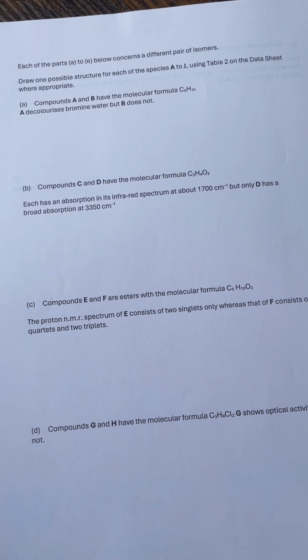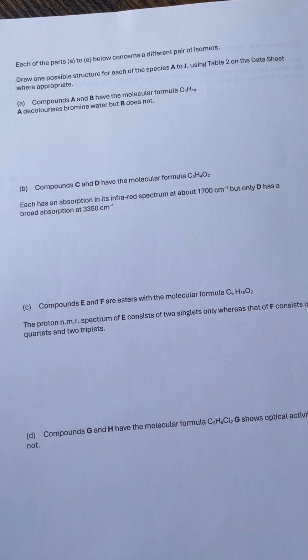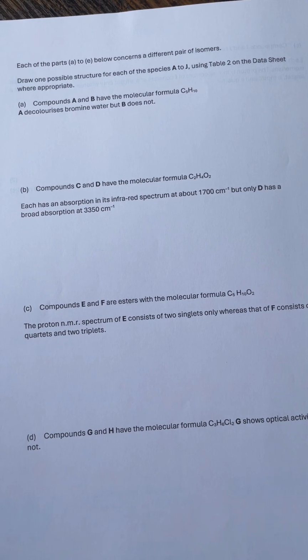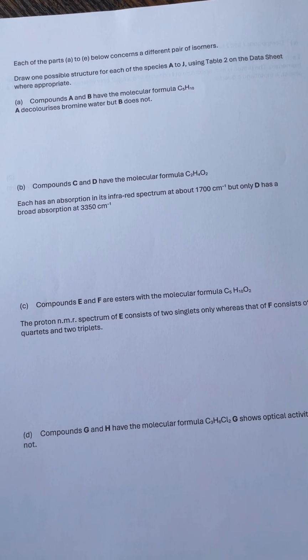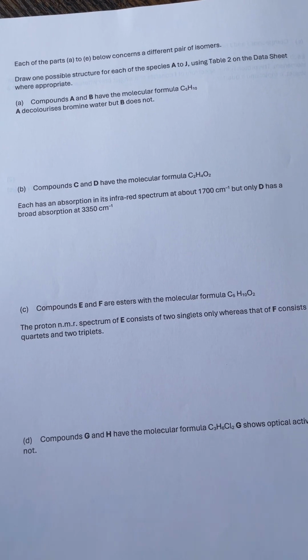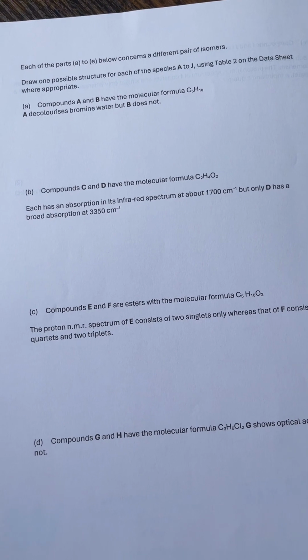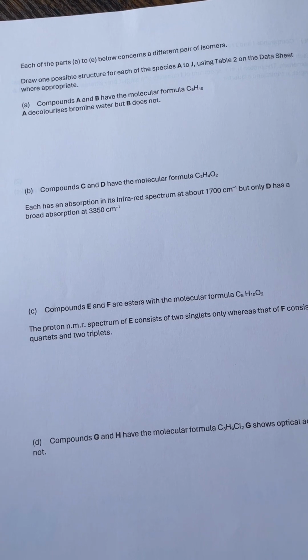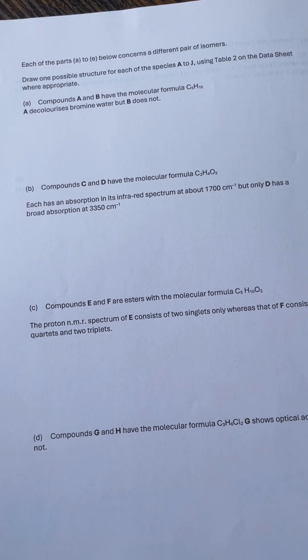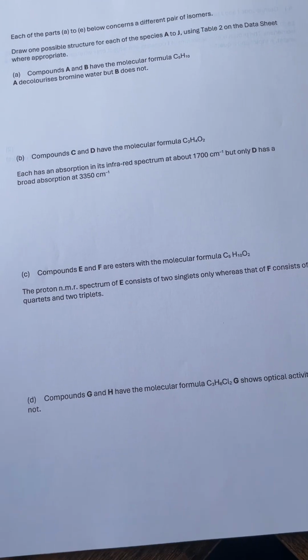Today we are having a look at a question where every part is asking us about a different pair of isomers. So we're given some information about the isomers, sometimes we're given more information than others, and we have to draw one possible structure for each of the different species. So we've got A and B, C and D, E and F, G and H, and then on the other side we've got I and J.